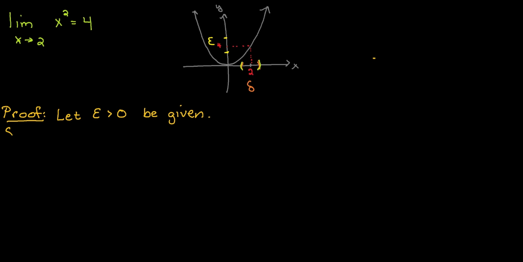So we start off, let epsilon greater than 0 be given. We set delta equal to... We don't know. We have to figure out what delta is. So I'm going to come over here and do some scratch work.